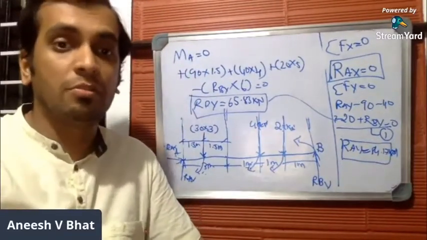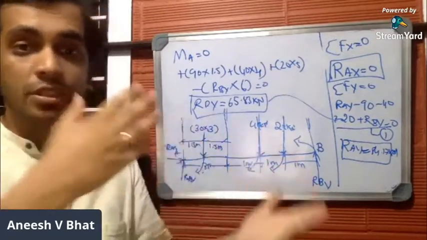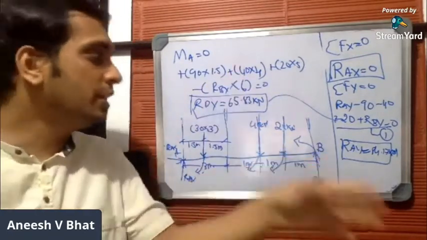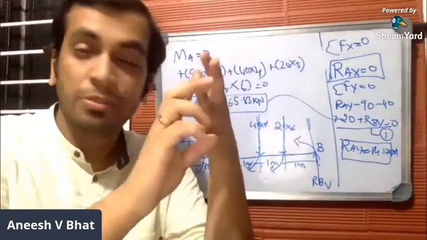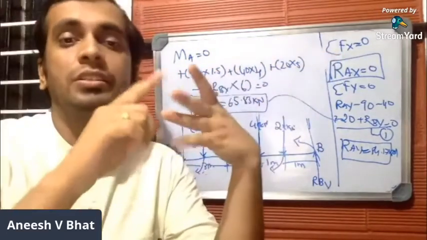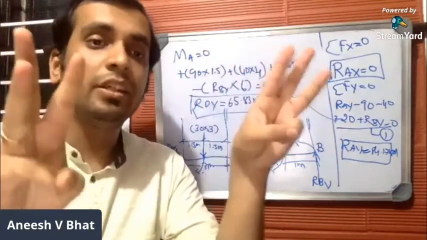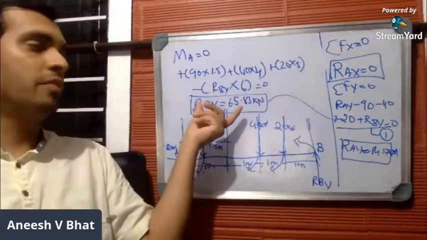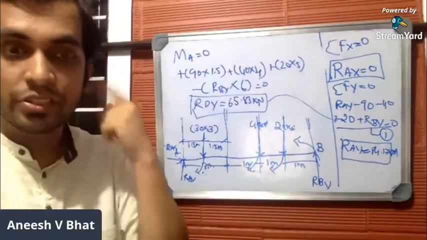So I hope this particular problem is clear. The problem is very simple. When you compare it with the previous set of problems, these problems are very, very simple. The steps are very easy. You just have 3 steps here. The first step is to identify and mark the support reactions, in the second step you'll be drawing the point load diagram, and in the third step you'll be applying the 3 conditions of equilibrium, finally to find Rax, Ray, and Rby. We got all the support reactions, as simple as that.